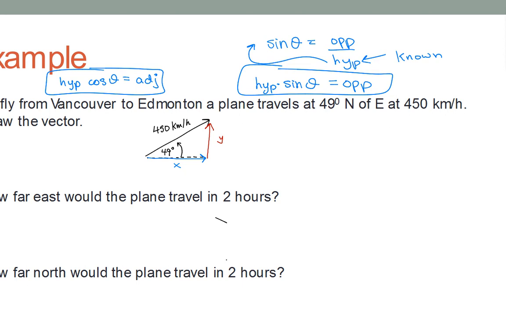And in this case, because the angle was made with the x-axis, there's a reference angle with the x-axis, then the opposite is the y, and the adjacent is the x. If the angle is made with the y-axis, that changes. Is that clear? Okay, if we were using 49, what's the complement of 49?